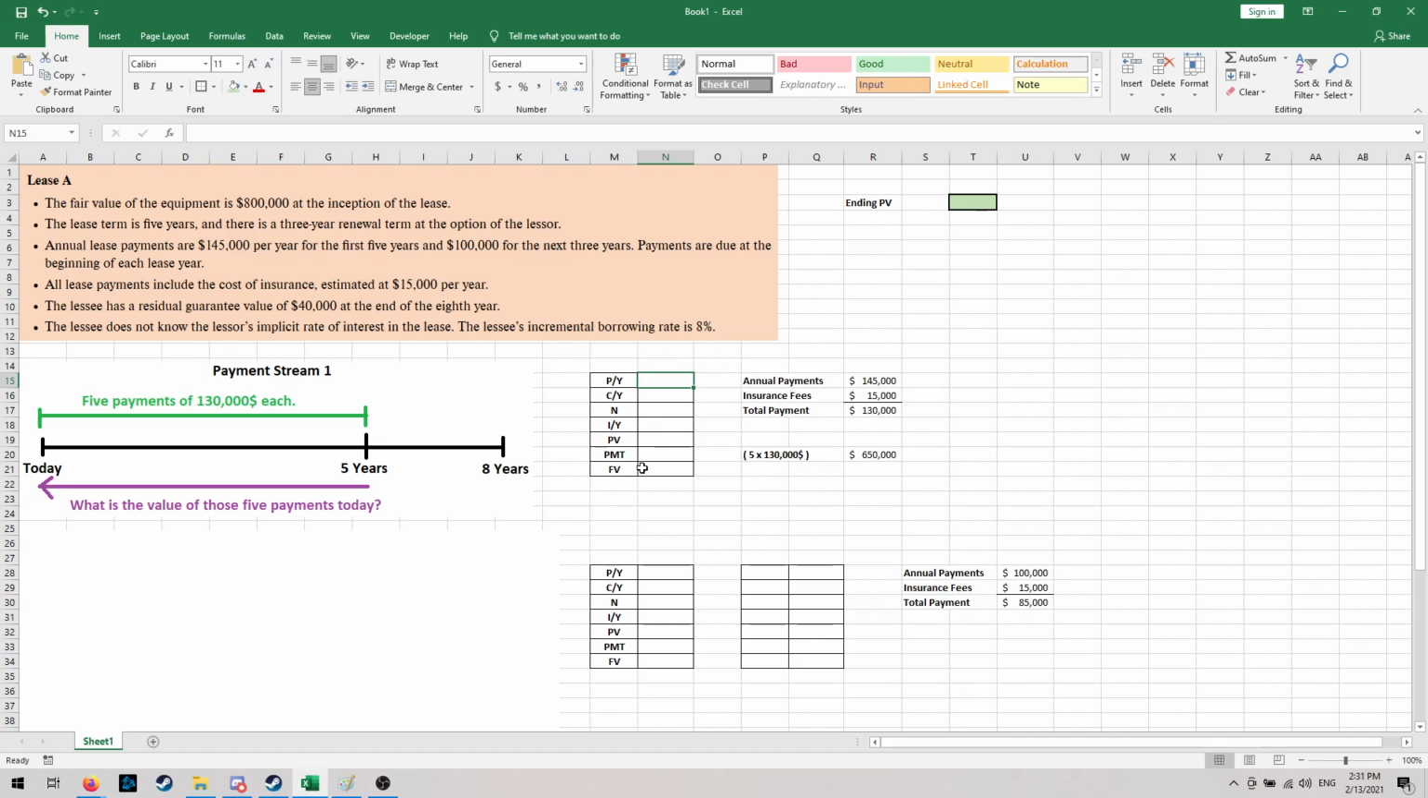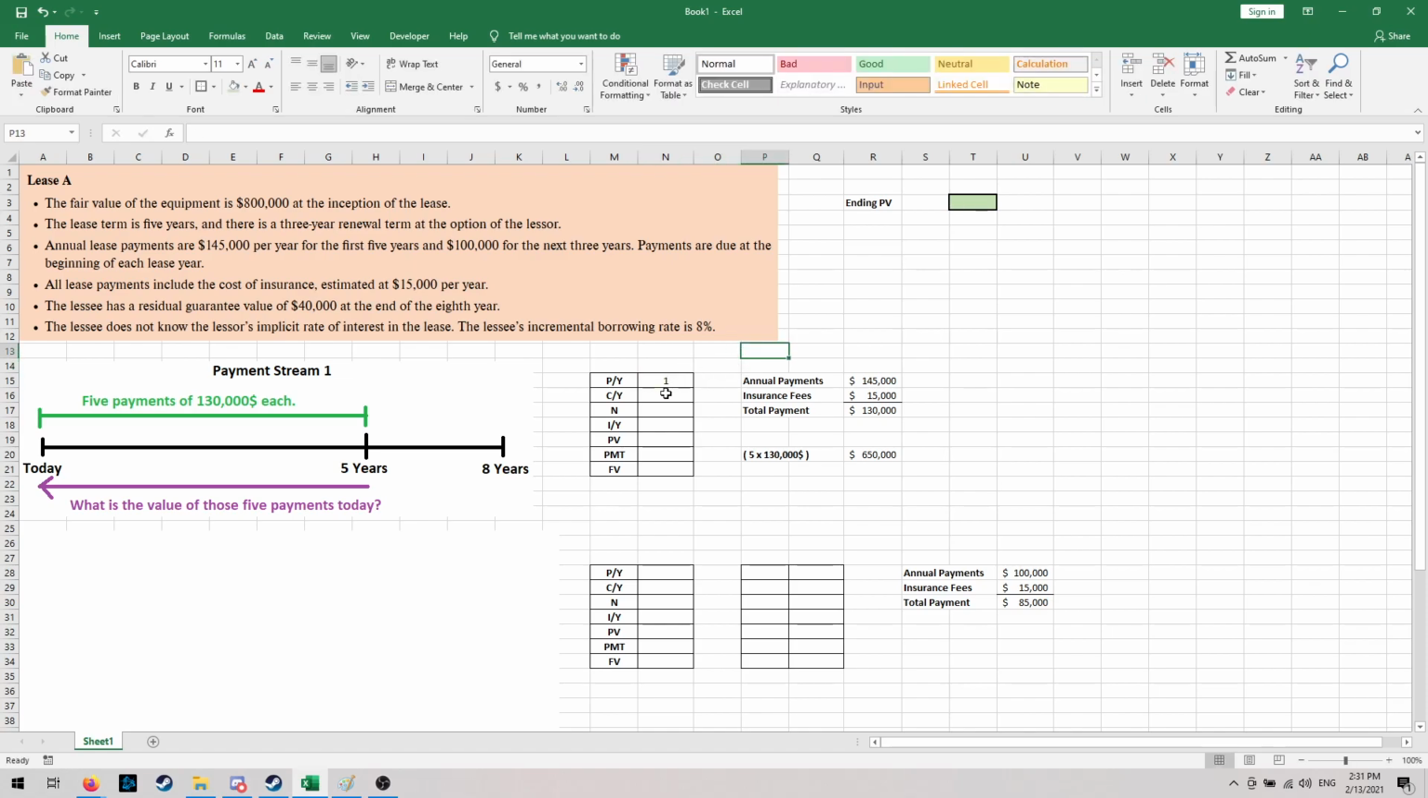So the first thing we're going to do is fill out this chart, and these are all going to correspond to buttons on the calculator if you prefer to do this on the calculator and not in Excel. So we can see we make one payment a year, right here. Annual lease payments are $145,000 per year for the first 5 years. And we can also see, we'll need this later for our formula, that the payments are due at the beginning of each year. So this is a little bit rare. Normally payments are due at the end of the period, but Excel and your calculator can handle this.